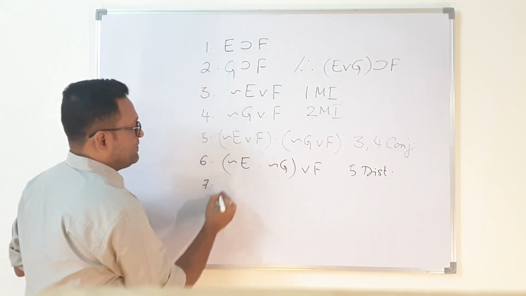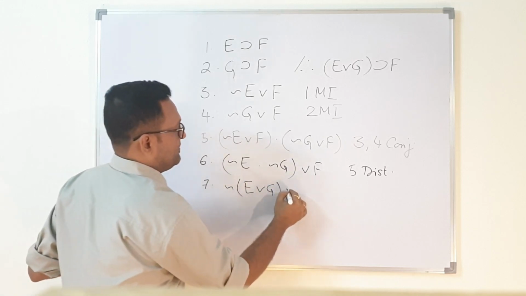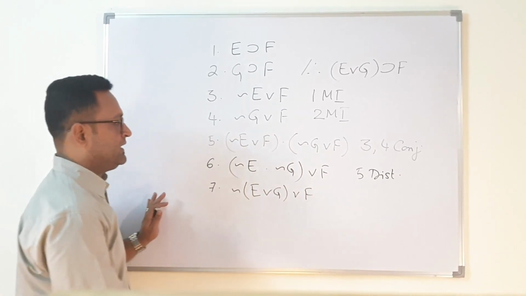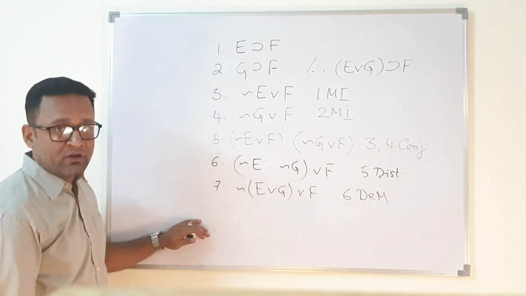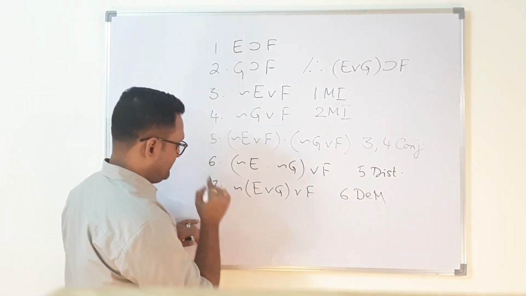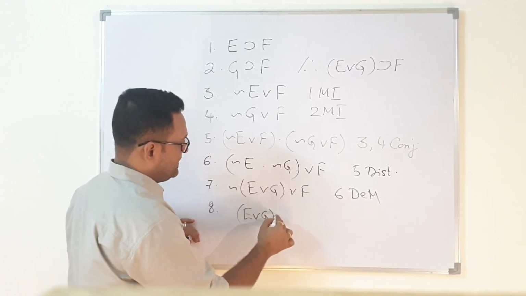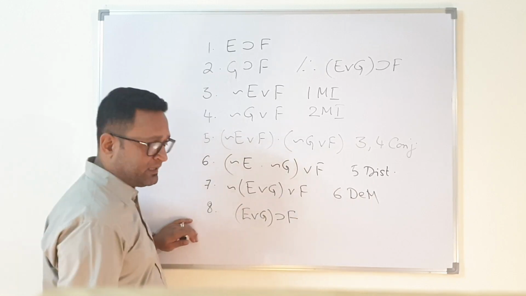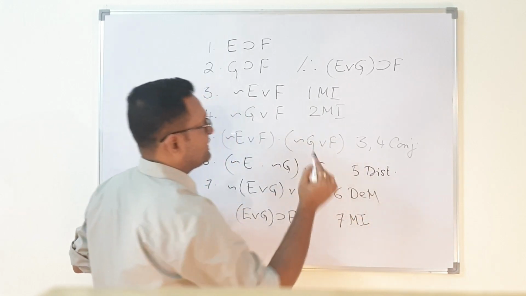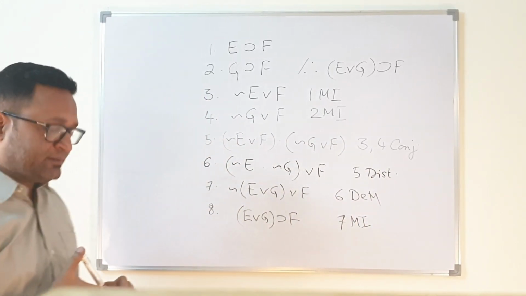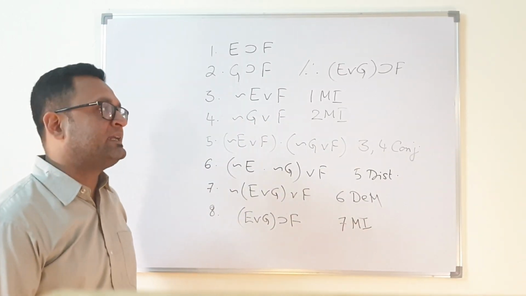Now you can apply De Morgan's law. So this will become E wedge G wedge F. On the sixth step you have applied De Morgan's law, and on the eighth step it will be E wedge G implies F, right? E wedge G implies F, because we are applying material implication over here, and that was the answer which we require. So a little bit of solving the right hand side helps, right?